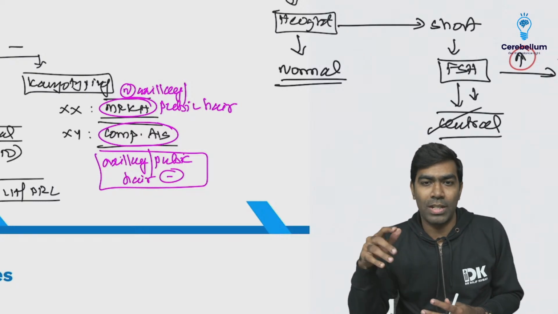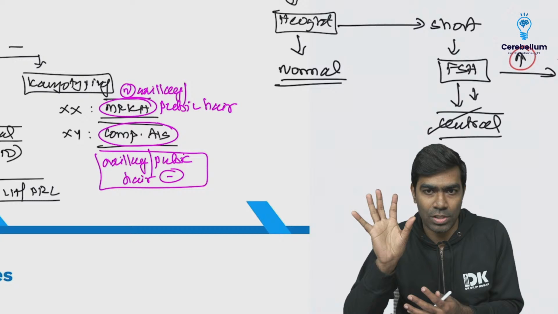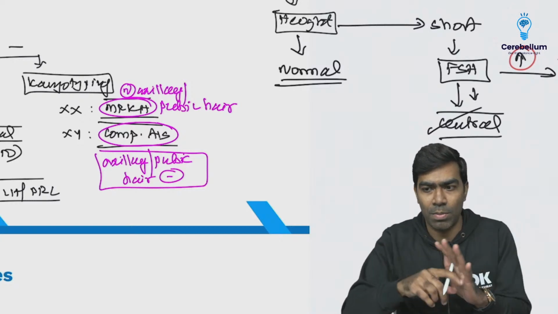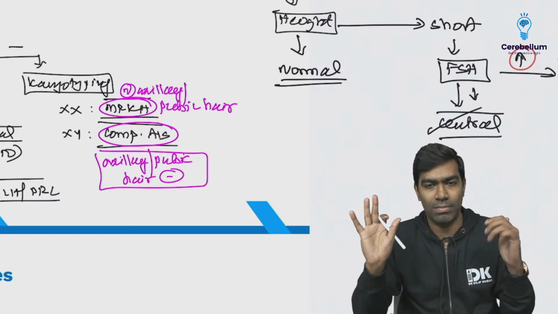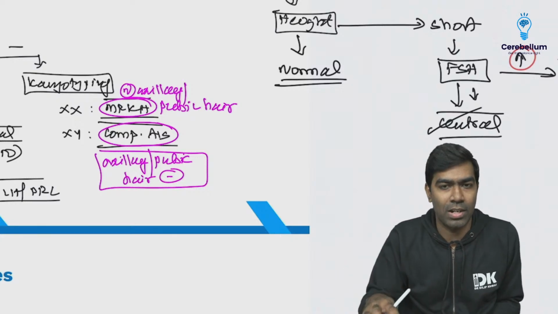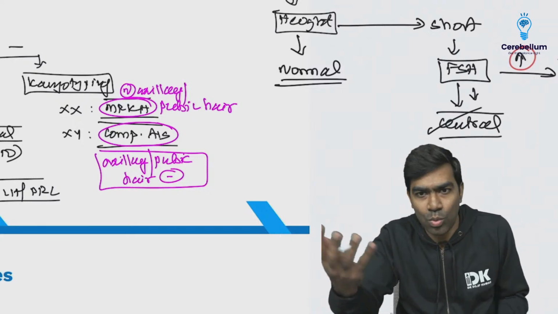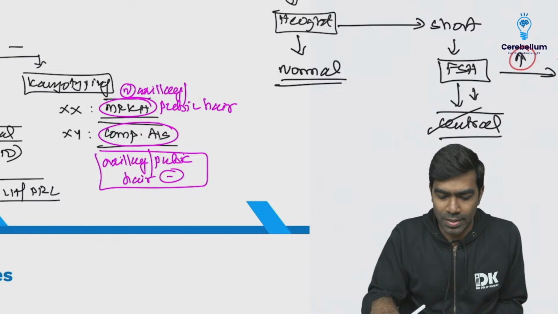Along with that, they will have streak ovaries, ovarian dysfunction. Along with that, they will have cardiovascular problems. This is the typical triad of Turner. It's going to affect girls because it's 45X. There's no Y, only one X.